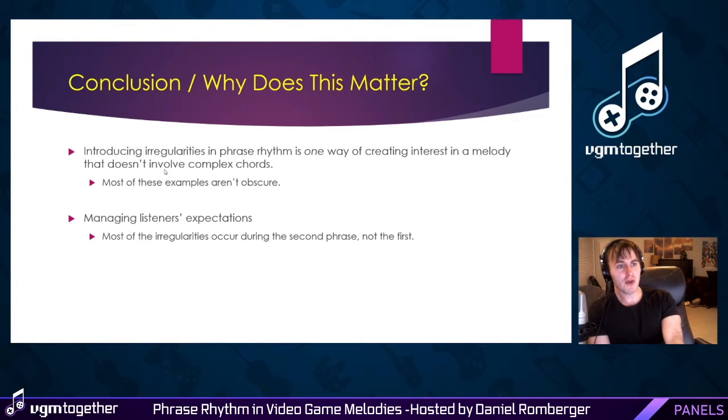And part of that also has to do with the idea of managing listeners' expectations. Another thing that you'll notice with a lot of these examples, we had the first phrase in each example be relatively normal, straight 1, 2, 3, 4, and then the weird stuff happens during the second one, or the weird stuff happens between the first one and the second one.